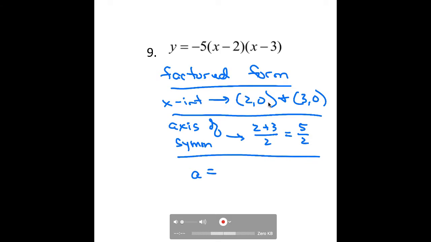And last but not least, what's A? 5 over 2. Wait, negative 5 or 5 over 2? Negative 5. Axis of symmetry is x equals 5 halves or 2 1/2. A is the number that is in front of everything. So it's negative 5, which means it will open down and be very narrow.